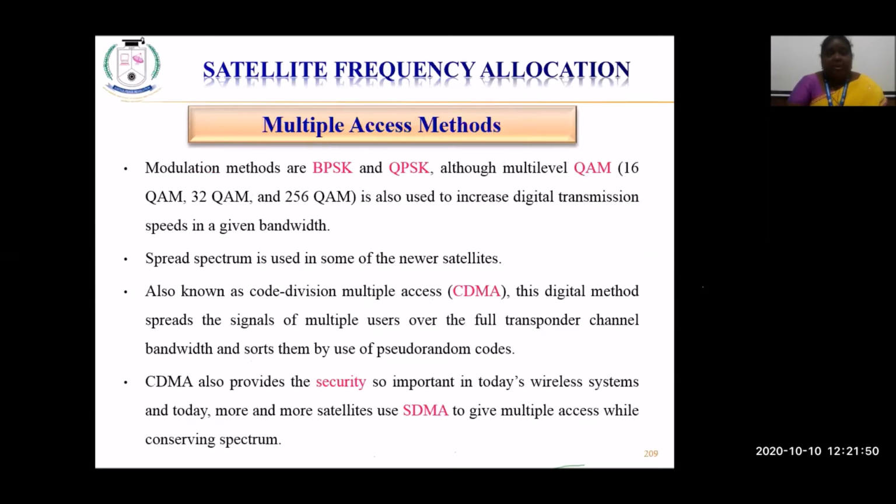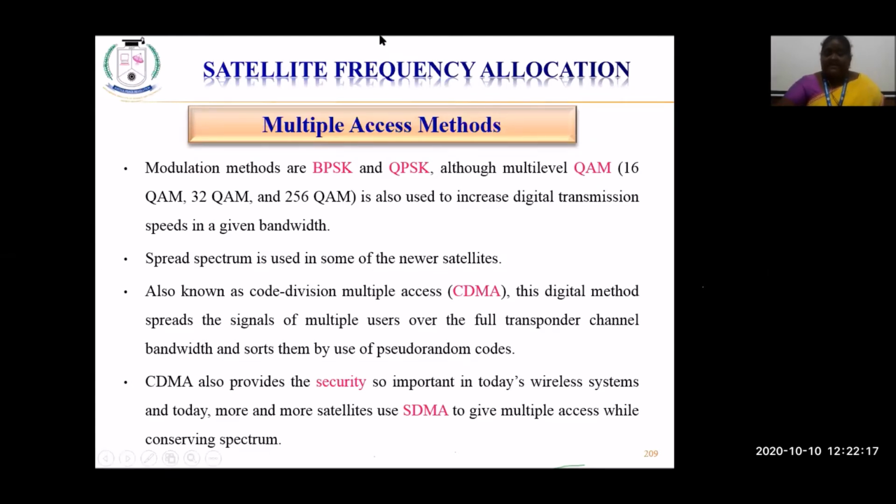And also, we all know that all the signals are being digitized. Therefore, we go for different digital modulation techniques, that is BPSK, QPSK, and QAM with levels 16, 32 and 256. It is also used to increase the digital transmission speeds, so the data rate will be high. Okay, so this spectrum is also used for some of the newer satellites.